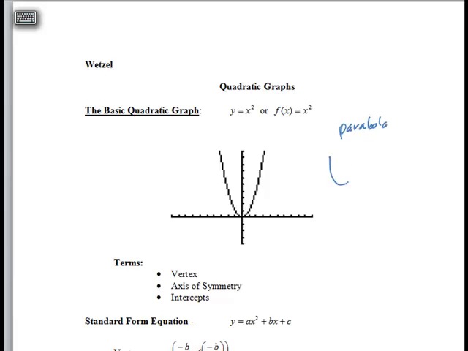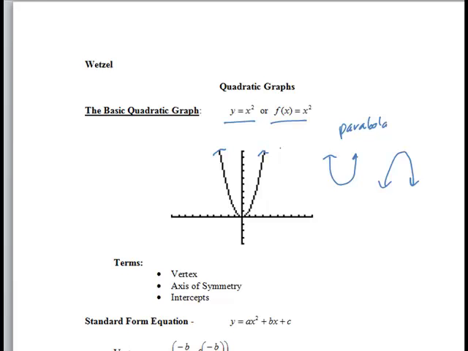It's in the shape of a U, either a U that opens up or a U that opens down. The most basic quadratic equation there is the equation y is equal to x squared, and it is a function, so the basic function f of x is equal to x squared, and this is the graph of it. It's a parabola that opens up, shape of a U that opens up.